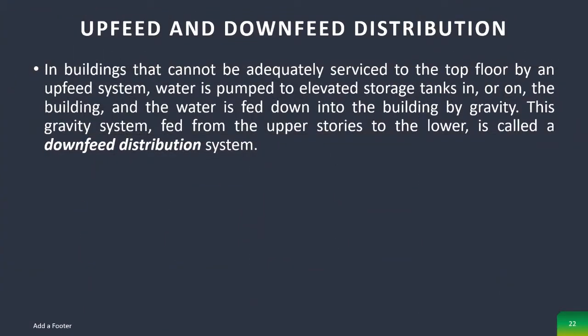In buildings that cannot be adequately serviced to the top floor by an Upfeed system, water is pumped to elevated storage tanks in or on the building, and the water is fed down into the building by gravity. This gravity system, fed from the upper stories to the lower, is called a Downfeed distribution system.